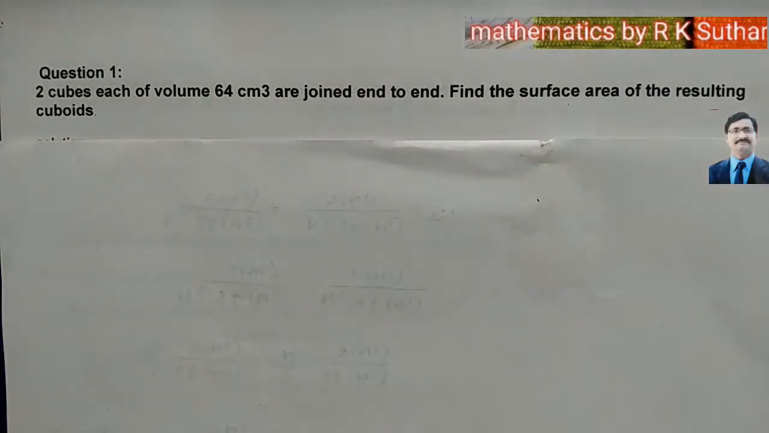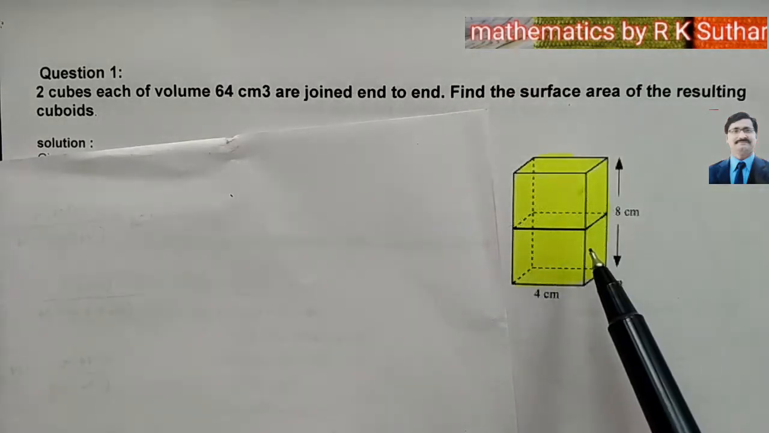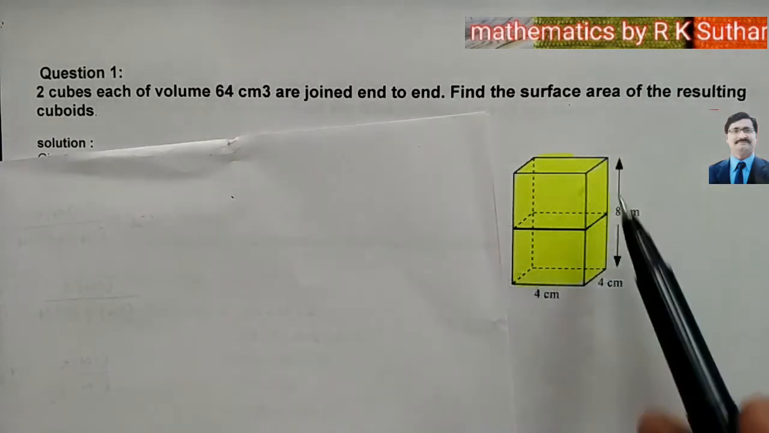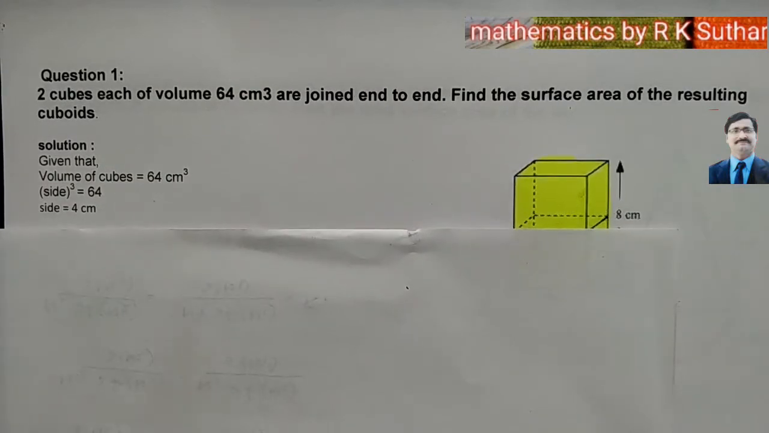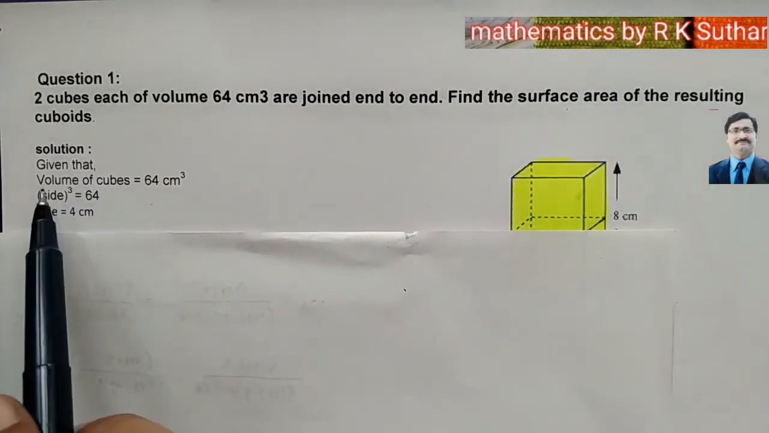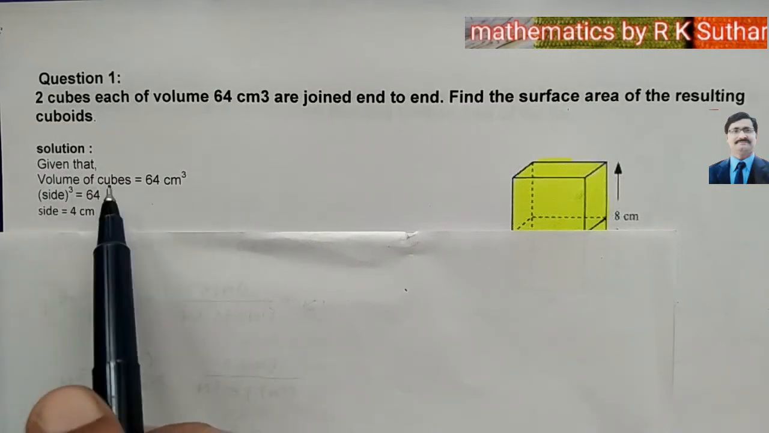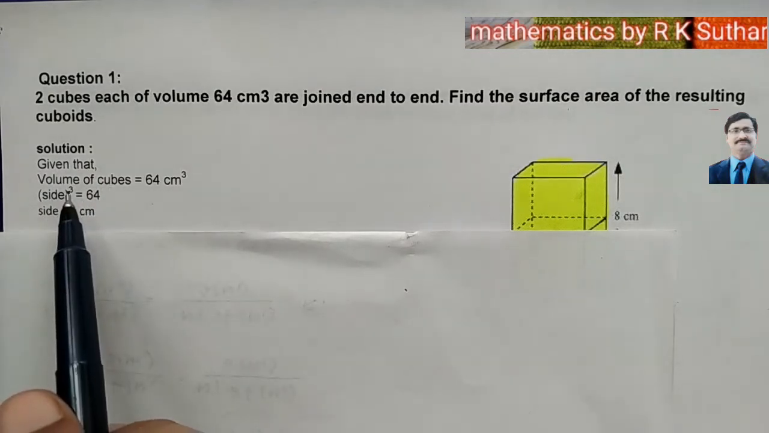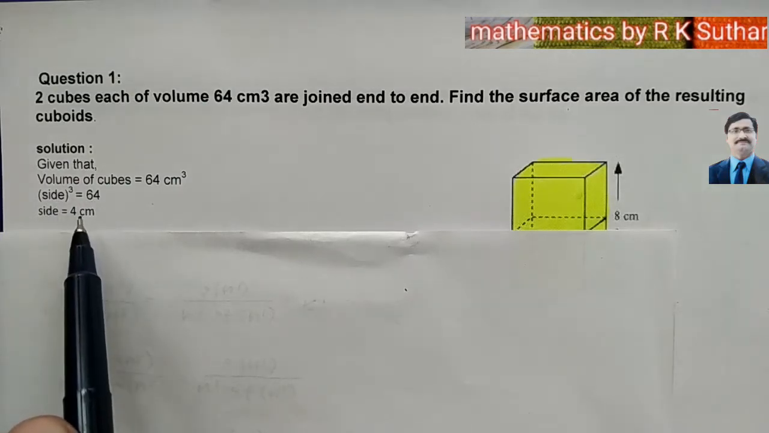Look here, we will have two cubes, and we join these two cubes. This is the first cube and this is the second cube. First of all we have to find the side of the cube. So we will write here the volume of the cube is 64 centimeter cube. We know the volume of cube formula is side cube, and side cube is 64, so side equals 4 centimeter.